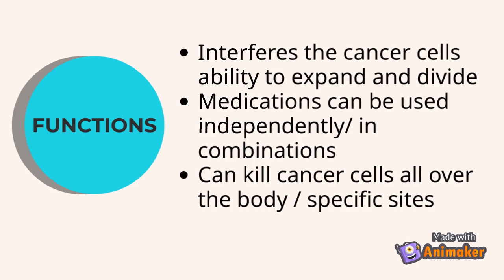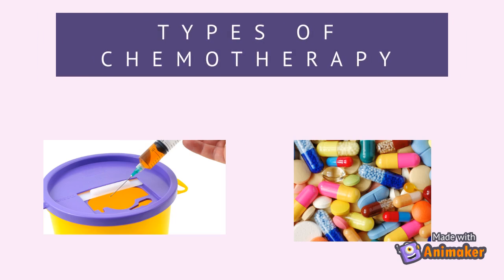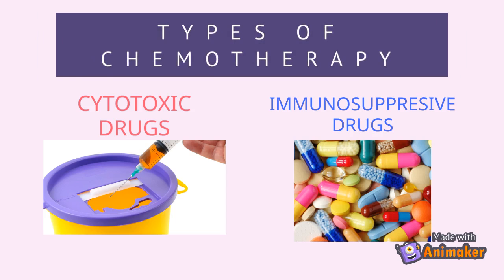These medications can be used either independently or in combination, depending on what disorder is being treated. Chemotherapy not only works by killing the cancer cells all over the body, but it is also able to work on targeted specific sites. There are two types of chemotherapy, which are cytotoxic drugs and immunosuppressive drugs.